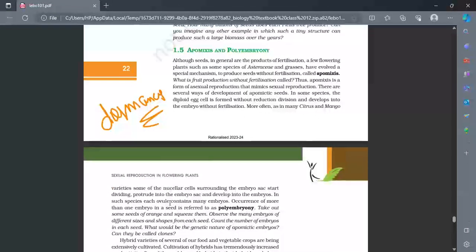Like we said that the fruit is developed without the fertilization, we use the term parthenocarpy. There is one more term we use, and we say apomixis. Now, what is that apomixis condition? When a seed is developing without a fertilization, right?